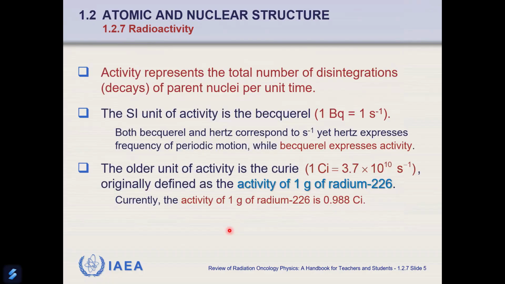All right, so like I said, activity is the number of decays per unit time. So that's why it's represented by becquerel, which is per unit time, right? Decays per unit time. That's basically what activity is. I showed you before that becquerel can be related to the Curie, which is the older unit. Curie is a much larger unit, equal to 3.7 gigabecquerels. It was originally defined as the activity in a gram of radium-226, which is basically about 1 curie, or 0.988 to be specific.